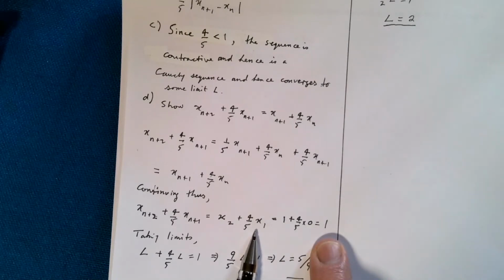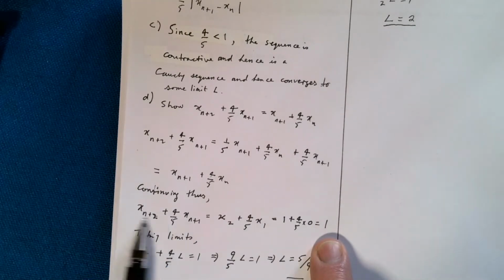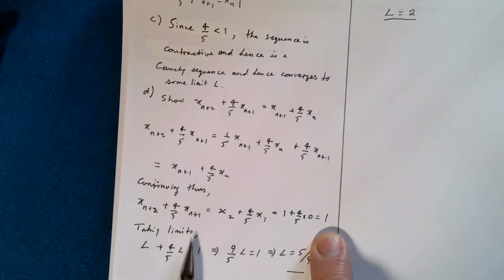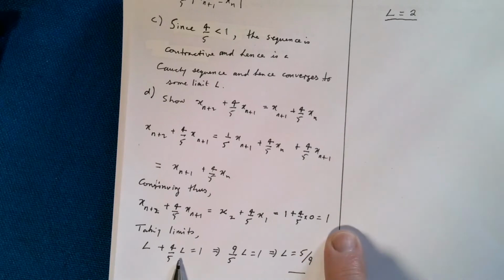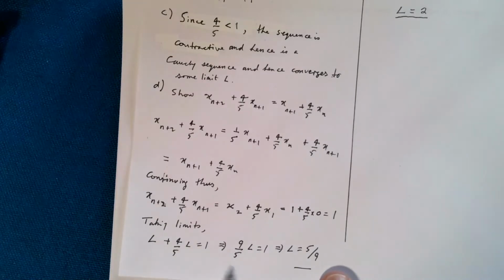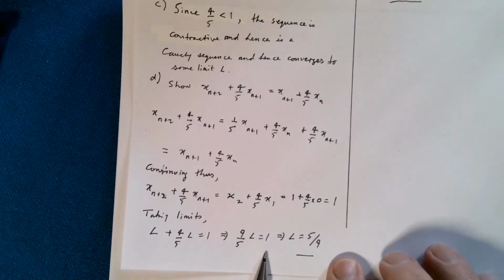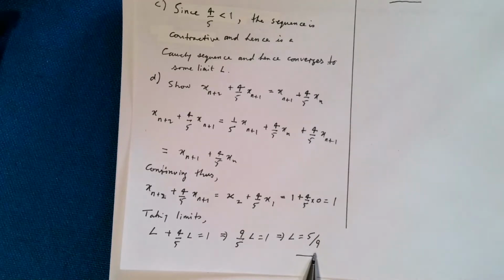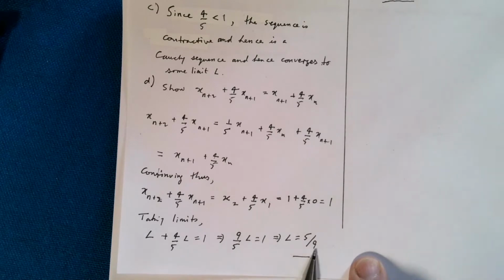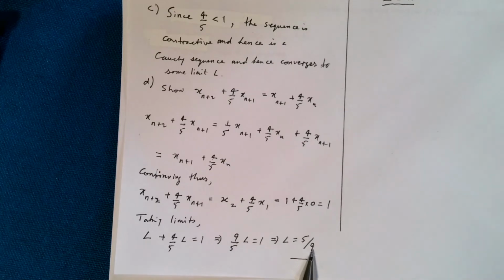We can now take limits through this equation, and we know this one's going to some limit L. This is going to L as well, so that's L plus 4/5 L equals the 1 from there. Well, 1 plus 4/5 is 9/5, L is 1, and so L is equal to 5/9. And so this sequence is going towards 5/9, which is 0.5555, and so on. And that's the end of that particular example.